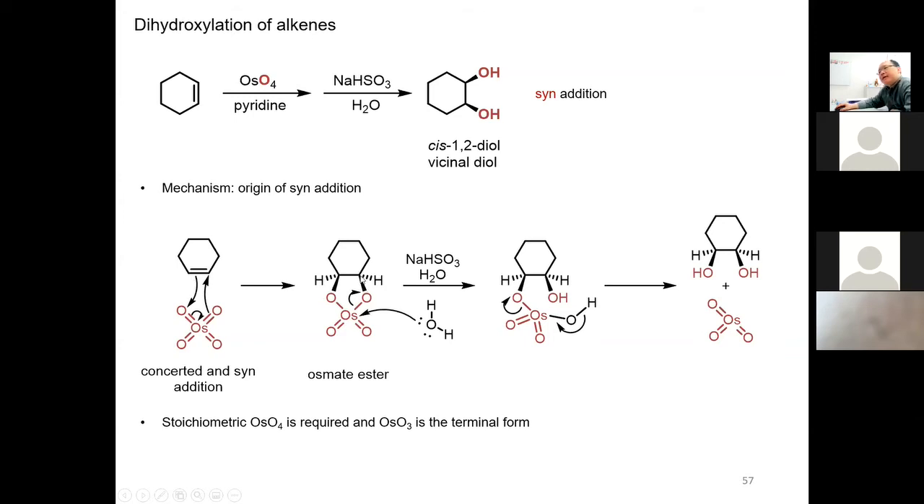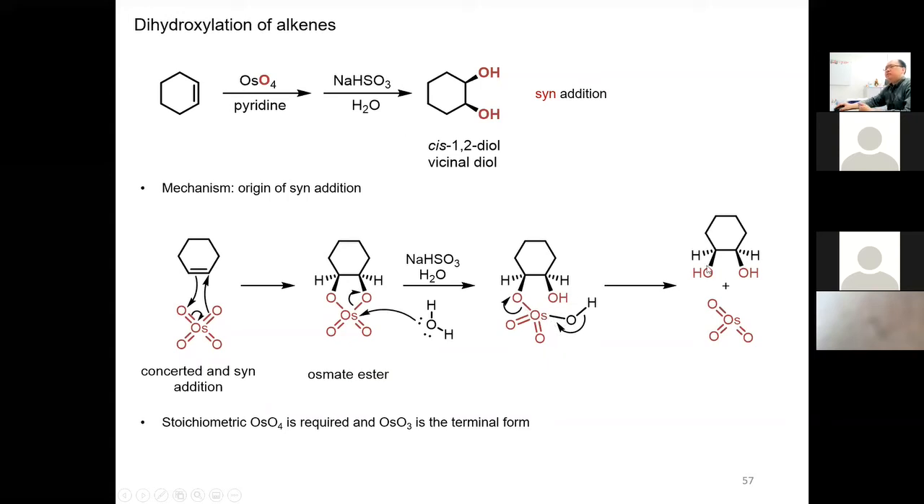Magic-like. And then to get our product, the osmate ester must be broken down. How it is broken down is through water. The water is a nucleophile, now attacking the osmium and replacing one of the osmium-oxygen bonds. Now one osmium-oxygen bond is broken. And then in the next step, another osmium-oxygen bond is broken by exchange of these bonds. This becomes a double bond, and this bond is broken.